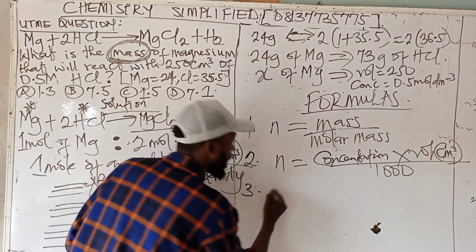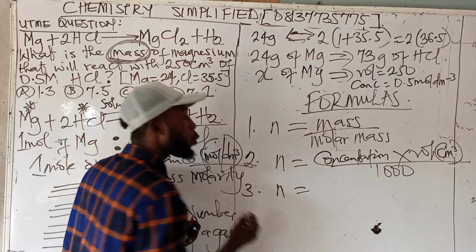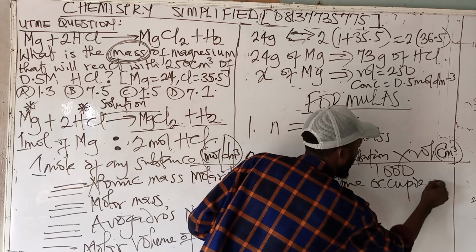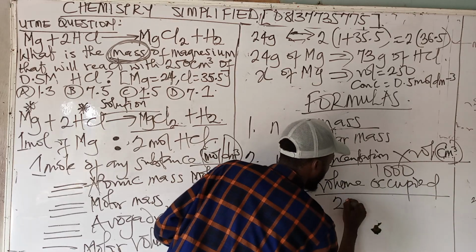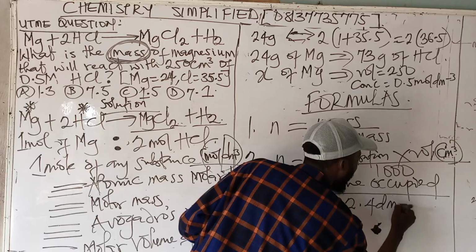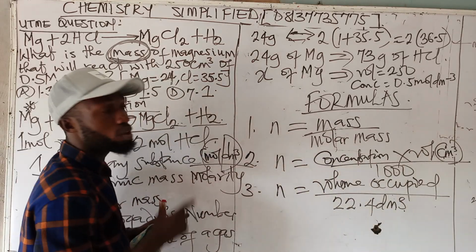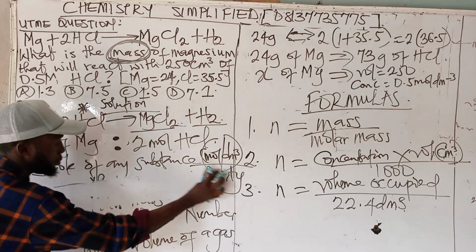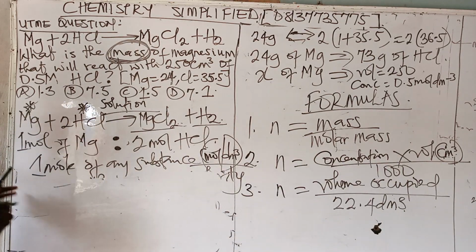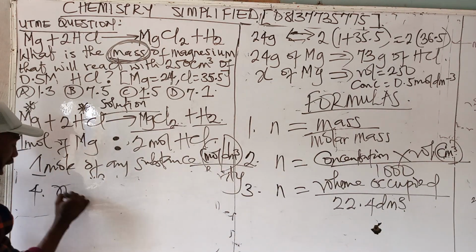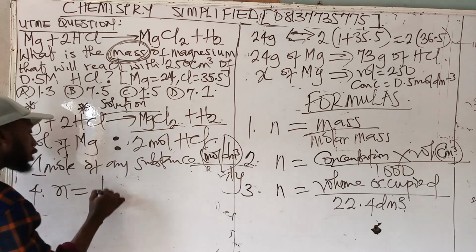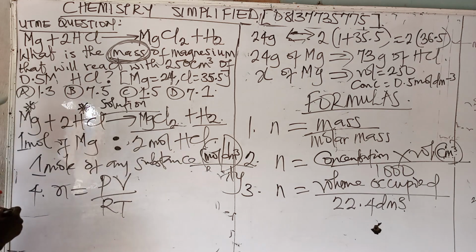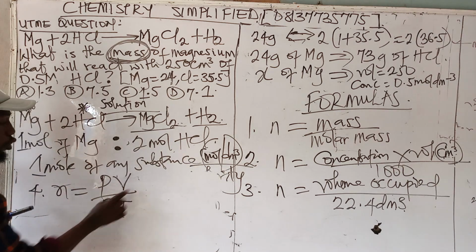Number 3, we have our number of mole to be equal to volume occupied over 22.4 dm cube. Do you get that now? Number 4, we have our number of mole to be equal to PV over RT. Number of mole equal to PV over RT.